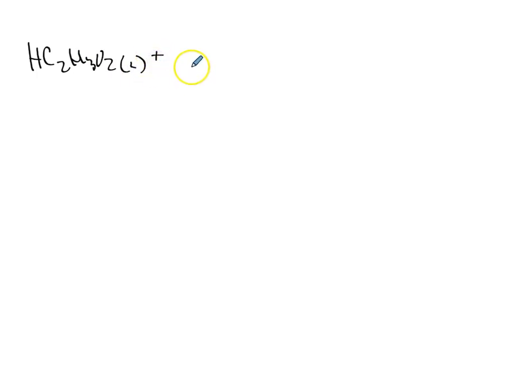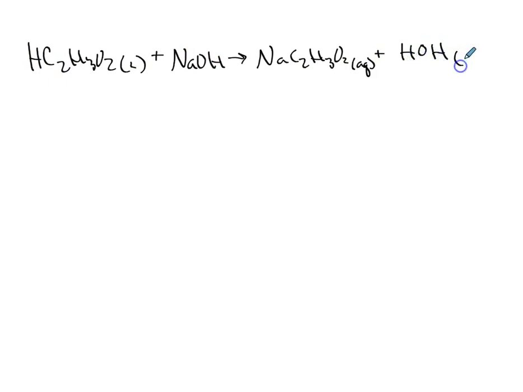Plus a base, we'll say it's a strong one, like NaOH again. All right, it reacts to form NaC2H3O2, and that's aqueous. And we're left with the H plus bonding with the OH minus, so that makes water. Okay, this was aqueous as well. So then we would write the complete net ionic with anything aqueous.